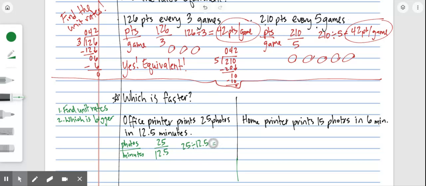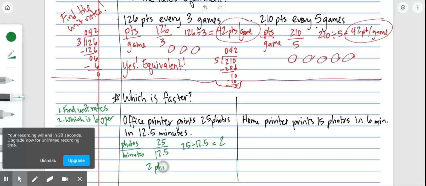Now the point here is that it is okay to use a calculator in this instance because the point is not being able to divide. The point is knowing what to do. So open a calculator in a new tab. Type in 25 divided by 12.5. You should have gotten 2. So this means we print 2 photos per minute. Okay. All right, now let's try the one on the right.